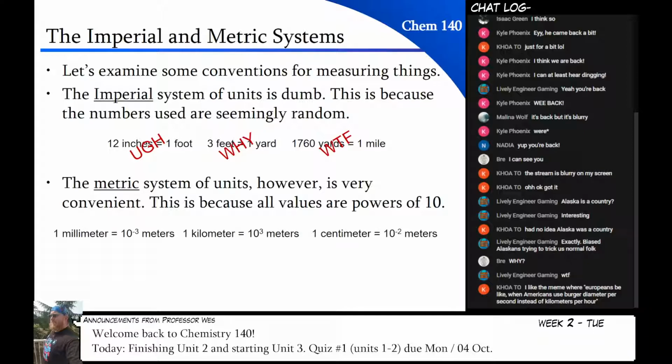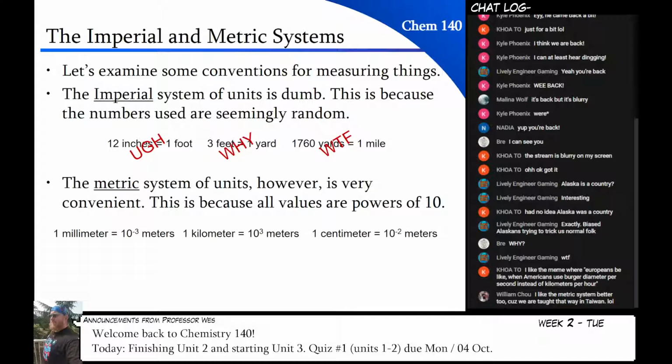So if I want to look at a millimeter, it's just 10 to the minus 3 meters. If I want to look at a kilometer, it's 10 to the positive 3 meters. Everything is a power of 10. But what this requires you to do, and this is where people resist the metric system, is start dealing with negative exponents. And people don't like to think of 10 to the minus 3, even though it's easy.